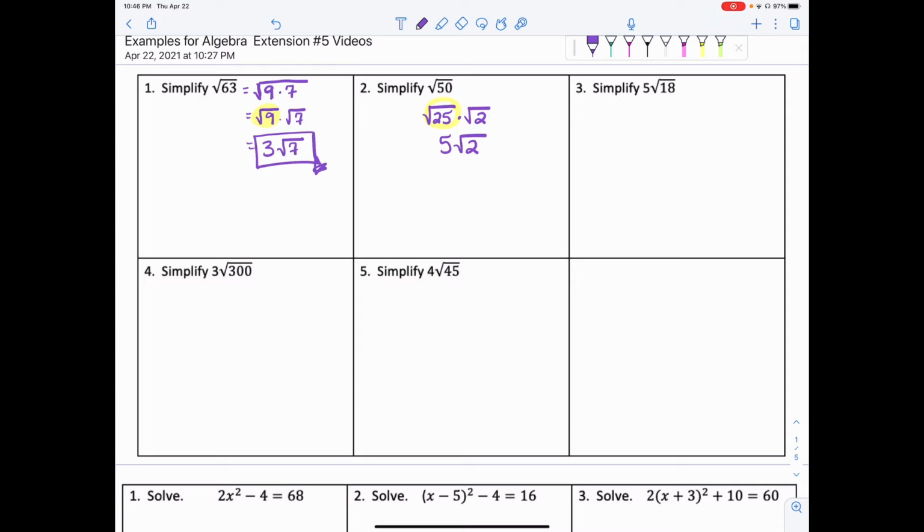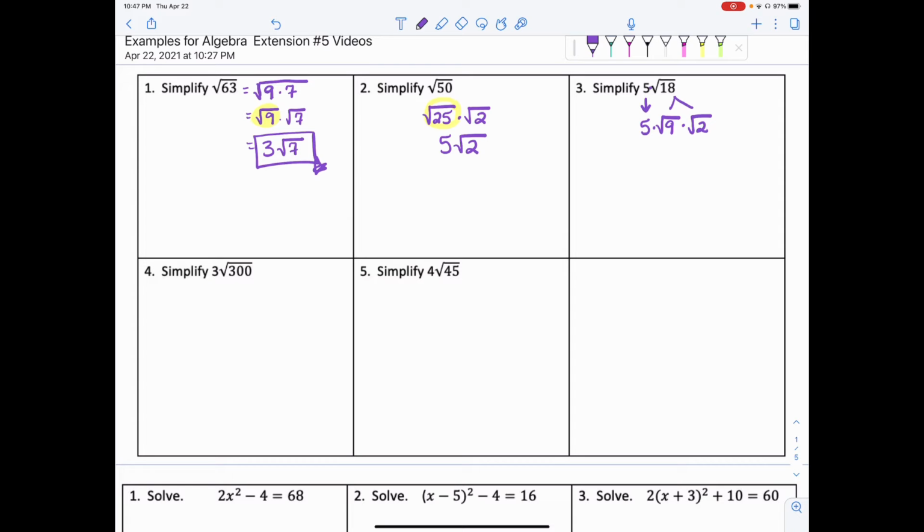3, 4, and 5, similar thought process, only we see that there is a number in front of the radical. So we're going to walk through the same process. This would be like 5 times the square root of 18. We're going to split the square root of 18 up into two radicals. Again, a factor of 18 that is also a perfect square, so we could use 9, and the square root of 18 split into the square root of 9 times the square root of 2.